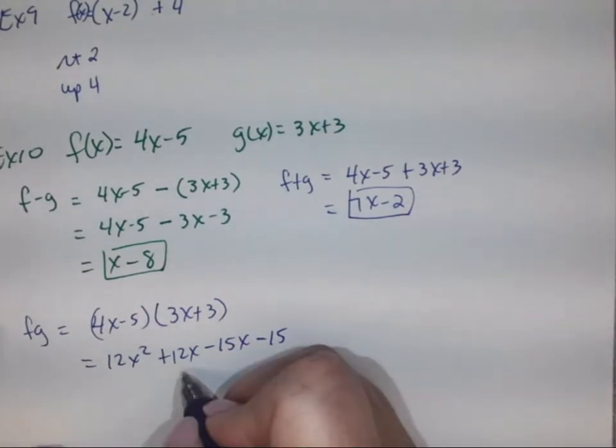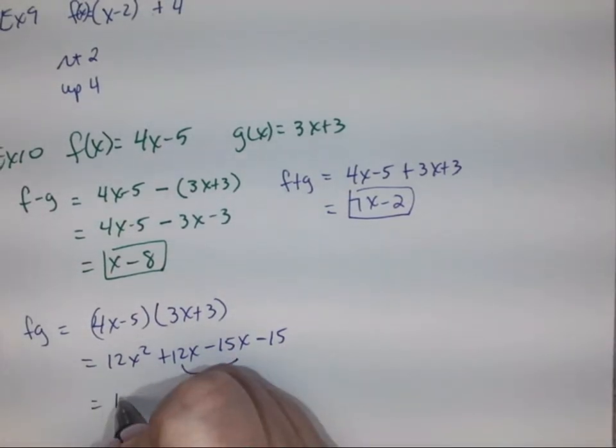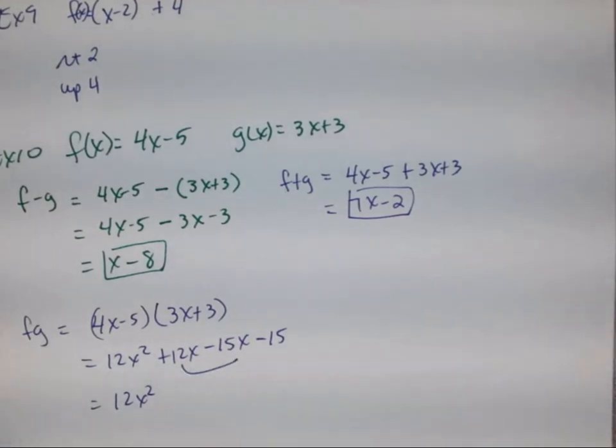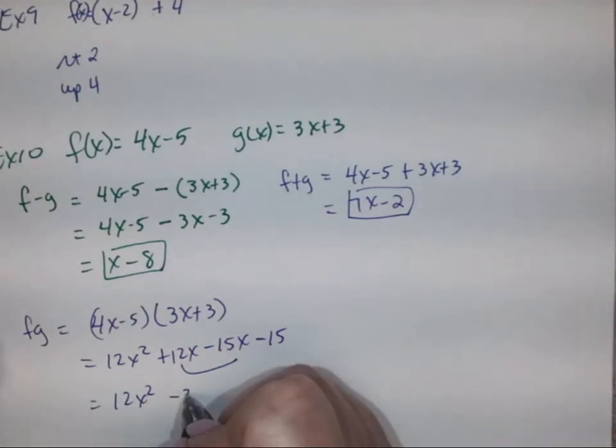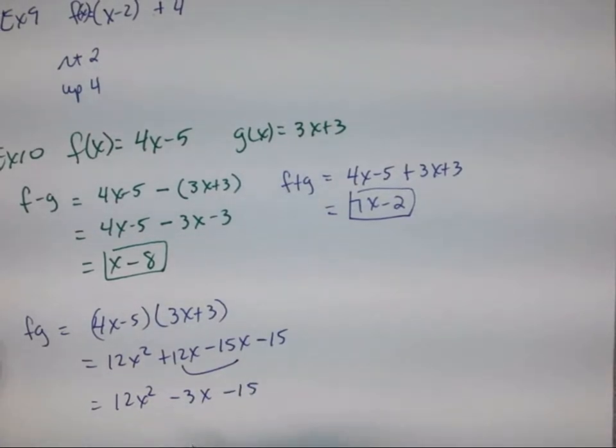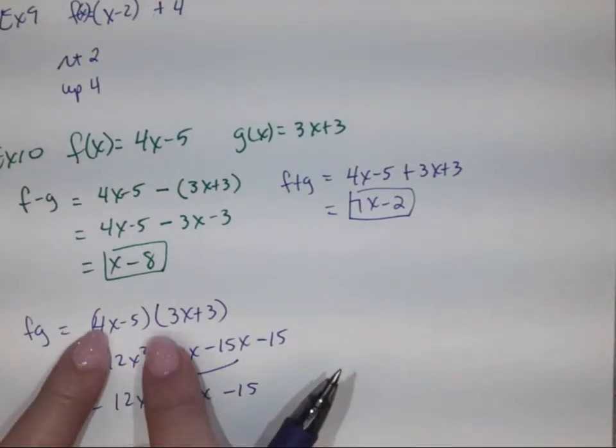So we got to combine like terms. So this would be 12x squared. 12x minus 15x would get us negative 3x minus 15. Let's double check and make sure everything's right. So we got 12x.